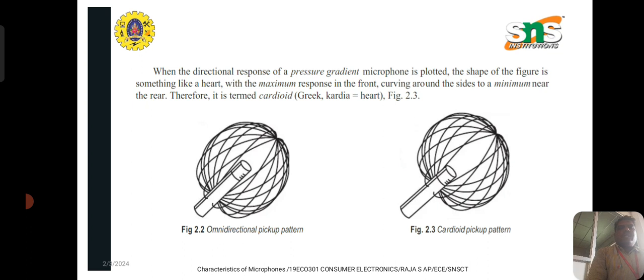These are two types of polar plots, taken from omnidirectional and cardioid pickup patterns. When the directional response of a pressure gradient microphone is plotted, the shape of the figure is something like a heart, with maximum response in the front and the curve going around the side to a minimum near the rear. Therefore, it is termed cardioid.